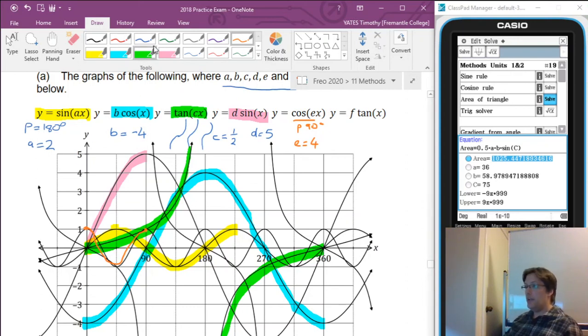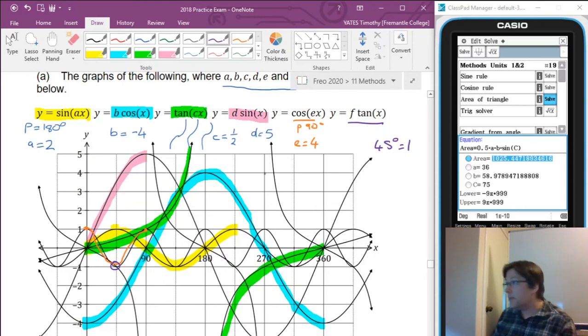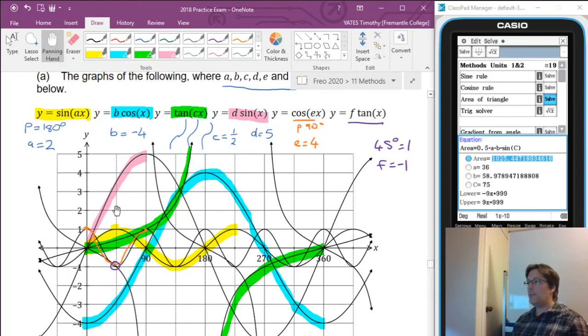And the last one is a tan wave, which I'm going to do in purple. It's been multiplied by some number. What we want to do is to find out what happens at 45 degrees. Because at 45 degrees, we would expect an answer of 1 for our tan. Remember that tan is also the gradient. So if we got 45 degrees there, we would expect it to be at 1. It's at -1. So F is equal to -1 instead. So that's that one there.